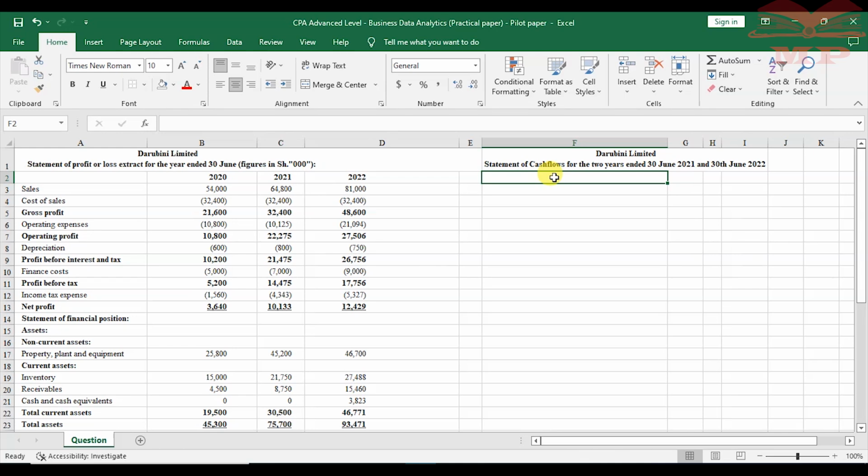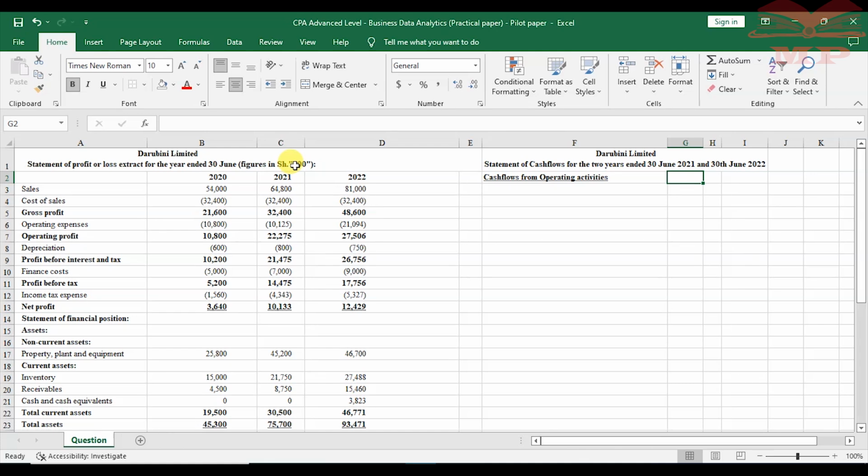So cash flows are categorized into three. We have cash flows from operating activities, we have cash flows from investing activities, and finally we have cash flows from financing activities. So we are going to start with cash flows from operating activities. That is the first heading of cash flows here. I'll, of course, make that bold, and I'll also underline that.